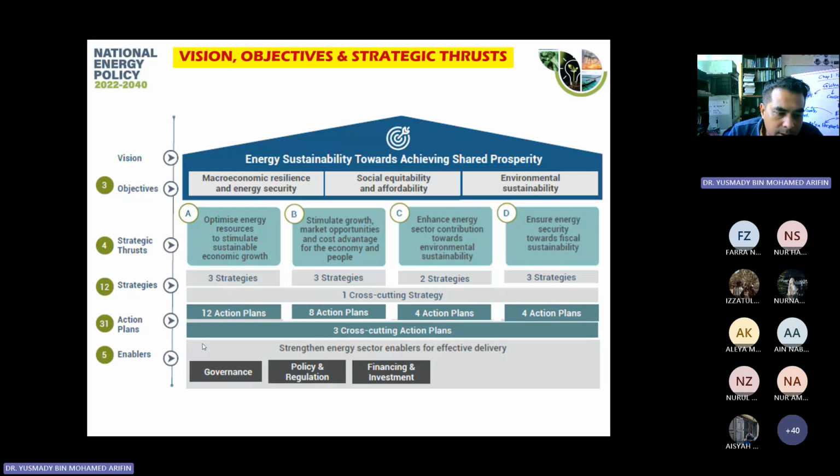Okay, so the enablers means the parties that need to implement this policy: governance, policy and regulation, financial sector, human capital capabilities, and also technology, and also the infrastructure. So these are the what I call, not the factor, the component that need to implement the policies.